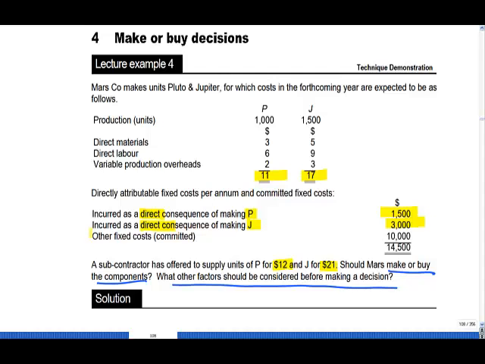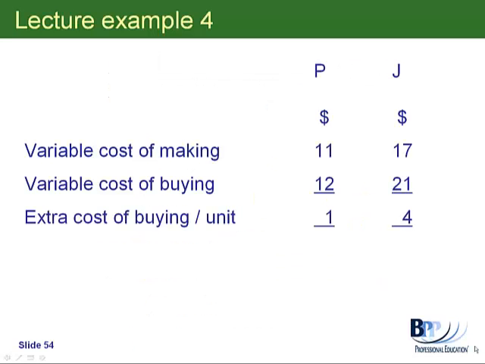So have a go at calculating the relevant costs in this decision and working out whether Mars should make or buy those components. Once you've done that, have a think about the other factors that they should consider before making a decision. These can be financial, they can be non-financial. So let's have a look at the answer to example 4 then.